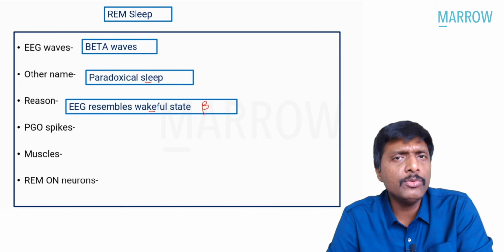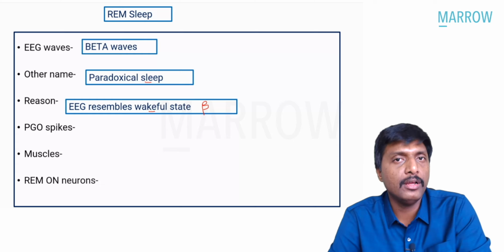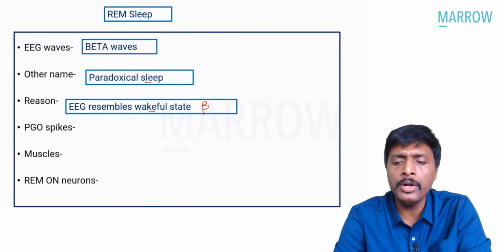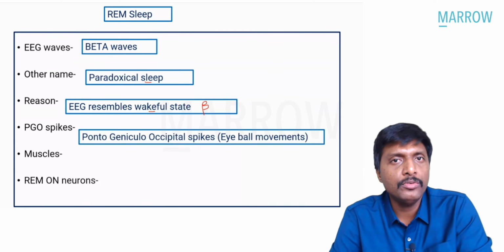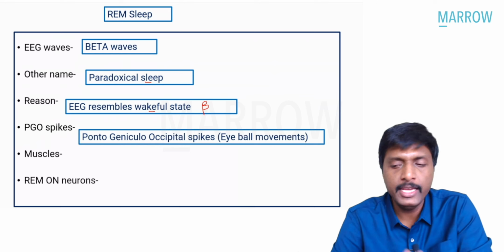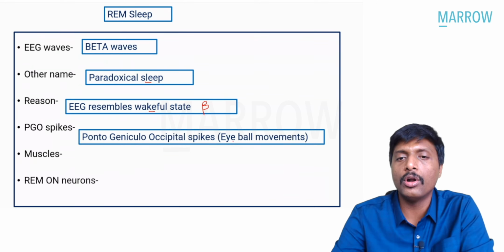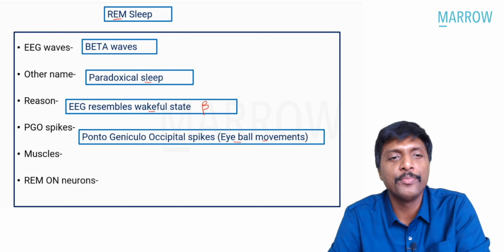What are all these PGO spikes? That is the most important prerequisite for a REM sleep, eye movement. What does it stand for? Pontogeniculo-occipital spikes. This is the one that coordinates the eyeball movements during REM sleep. That's how it derived its name, eye movement.